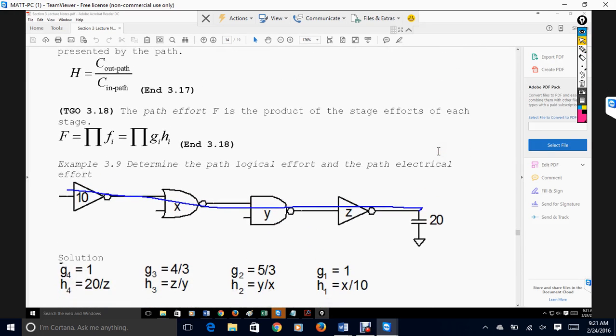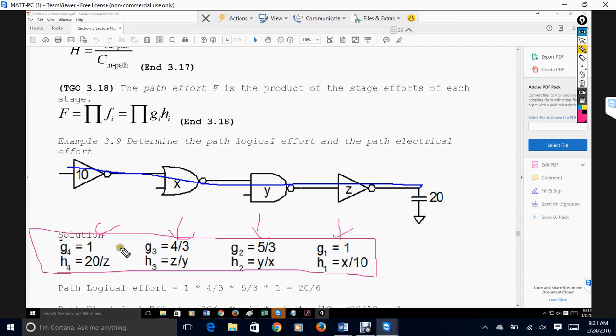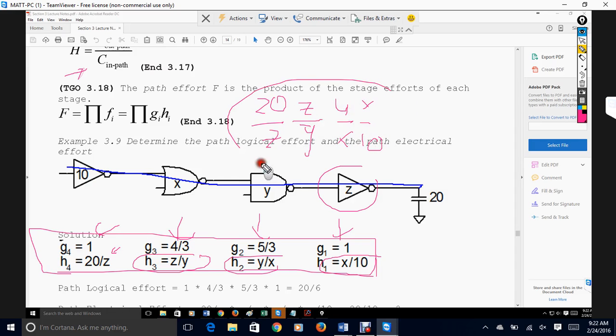So in this case, here we have this circuit. We have the path logical effort here, and what we're going to be doing is we have our logical efforts here and electrical efforts here. The reason why it's phrased this way, with 20 over z, z over y, y over x, and x over 10, is because when you set these up the way we have them in equation 3.17, they're going to cancel out. So you get 20 over z, z over y, y over x, and x over 10, right? These all go away. And that's why we can say in 3.17 that it's the ratio of the input to your output. This is your input to your output.